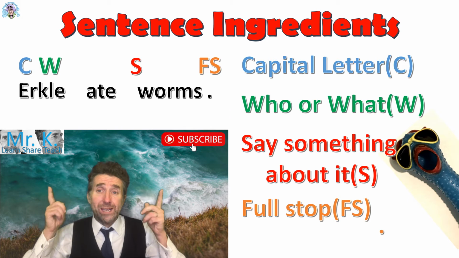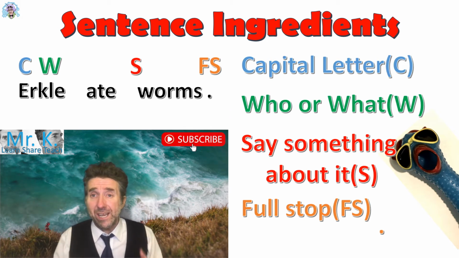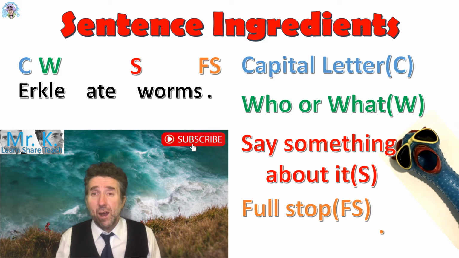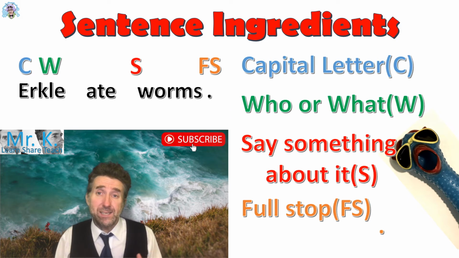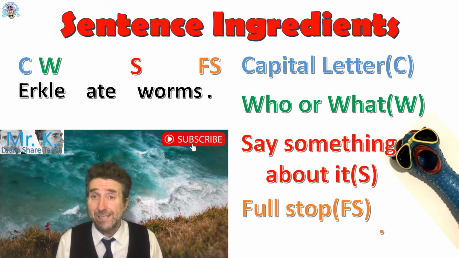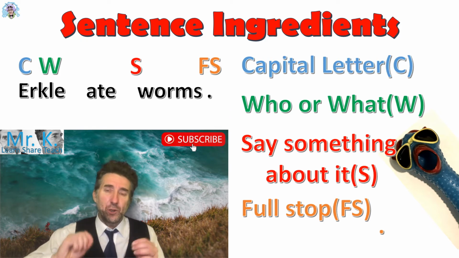Now, I've got a great example above me that we used before. Urkel ate worms. As you can see, it starts with a capital letter, E for Urkel. Then I've got a what or who in this case, which is Urkel. Then I've got a part that says something about Urkel. And finally, I've got a full stop. So this is definitely a sentence, and a very basic one. Cool. So let's talk about each of these elements in a little bit more detail.